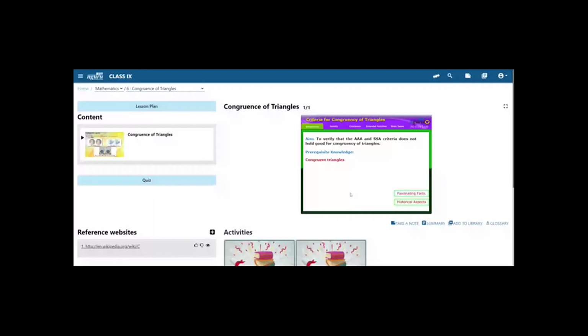Yes, ma'am. So there is one activity to show that AAA and SSA criteria do not hold good for congruency of triangles. What is the meaning of does not hold good? They are invalid. They are not valid. Correct. So there is one activity here.